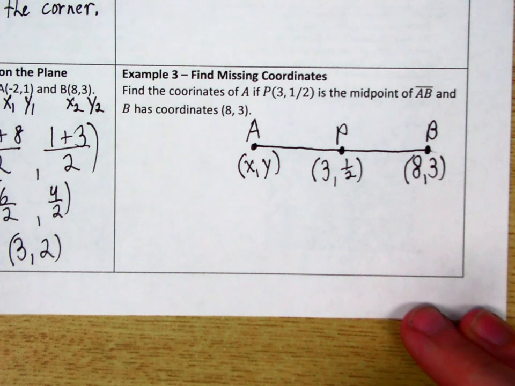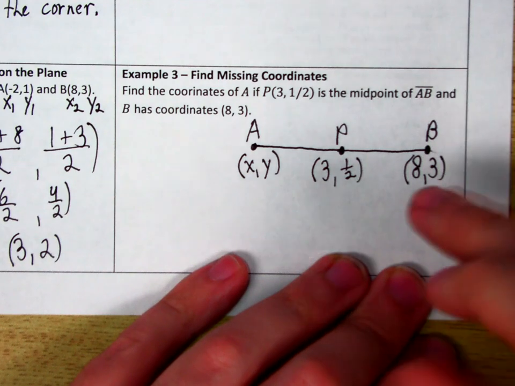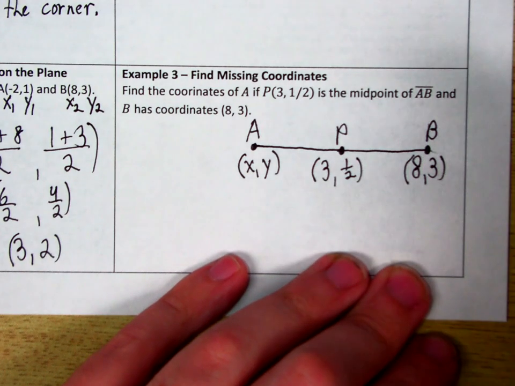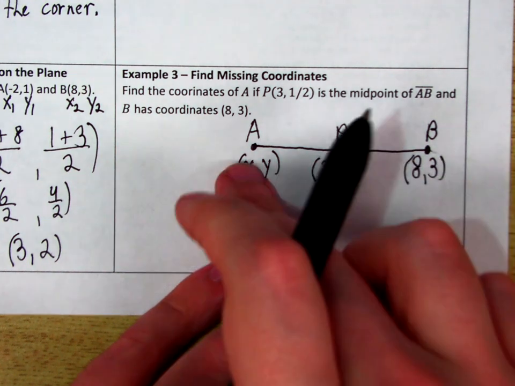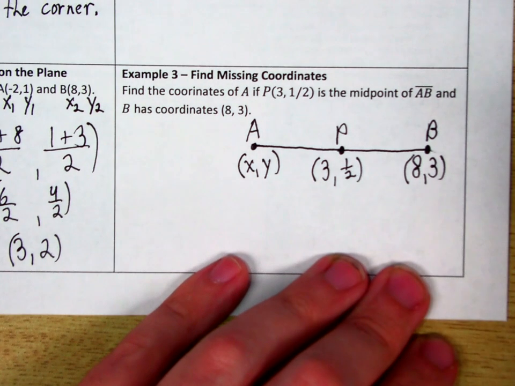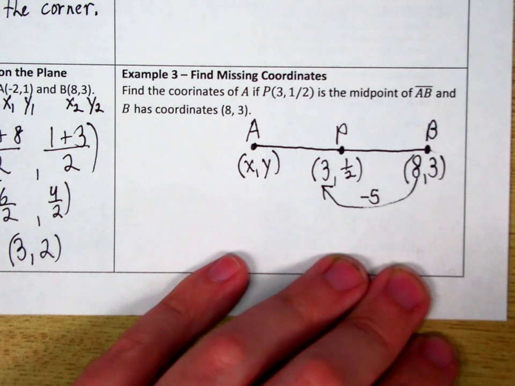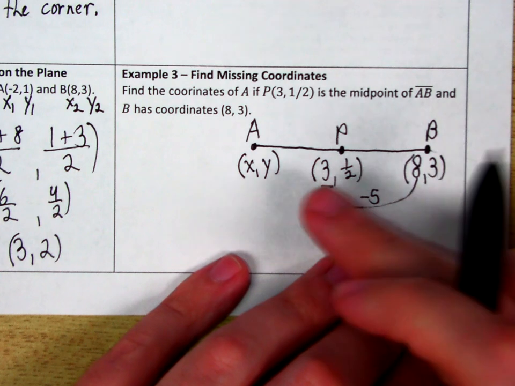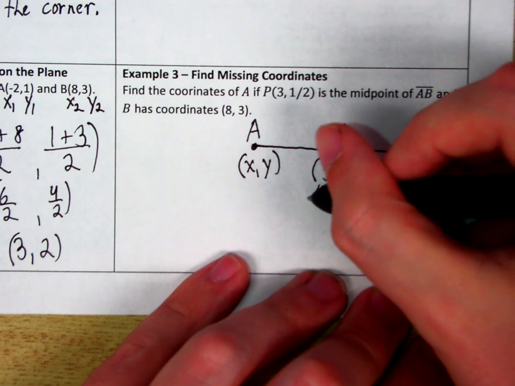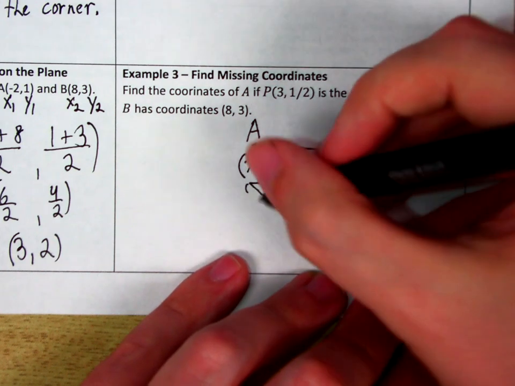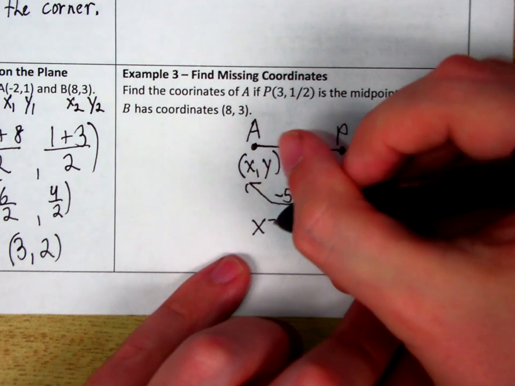You can almost now look at this problem as a pattern. Because you know P is in the center, whatever steps or slope you take to get from B to P, you're going to repeat to get from P to A. We're going to go from 8 to 3 just by subtracting 5. That gets us from B to the point P. We're going to do the same thing to get to our x here. We're going to subtract 5 as well. 3 minus 5 will give us an x of -2.